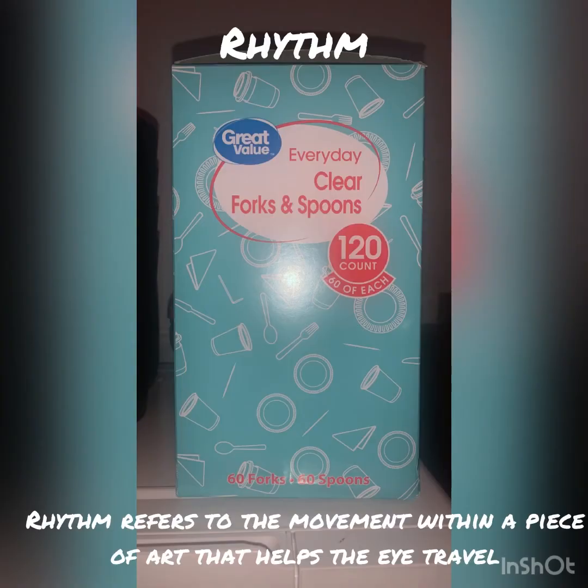Next, we have rhythm. Rhythm refers to the movement within a piece of art that helps the eye travel. So if you look at this picture, you can automatically see the cups, the spoons, and the forks. They're traveling, or you can imply that they're traveling, and it shows rhythm.